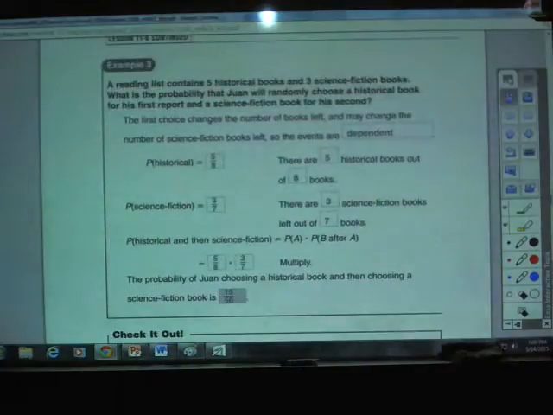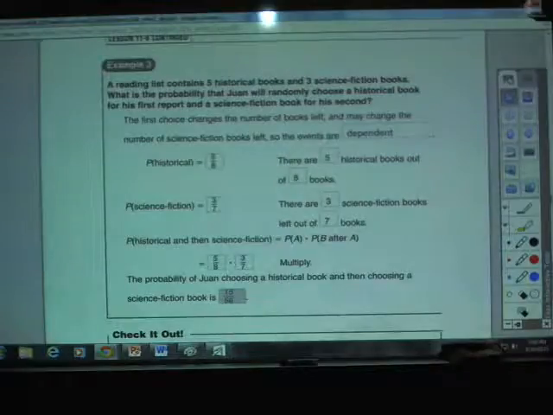All right, so as we look at number 3, it says a reading list contains 5 historical books and 3 science fiction books. What is the probability that Juan will randomly choose a historical book for his first report and a science fiction book for the second? So, probability of me pulling a historical book. Well, if we look at the question, it says there are 5 historical books, and there's, of course, a simple bit of arithmetic, 8 total books. So there's a 5 out of 8 chance of me picking a historical book.